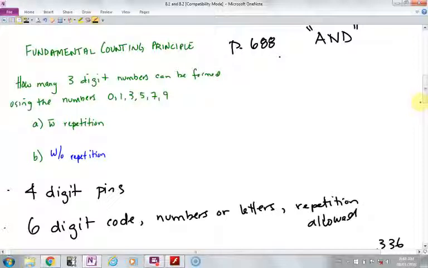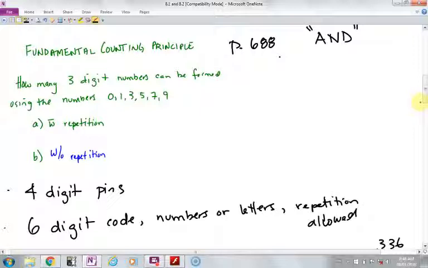So how many 3-digit numbers can be formed using the numbers 0, 1, 3, 5, 7, 9? Where is this kind of an important question that comes up? Where in real life might you be interested in figuring out how many different ways can I arrange, or choose 3 digits from, 0, 1, 3, 5, 7, 9?